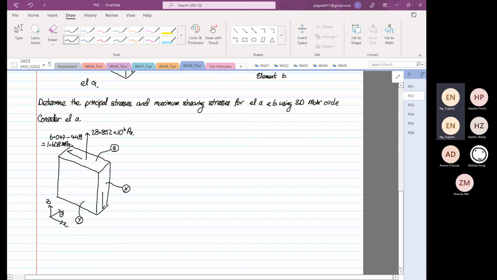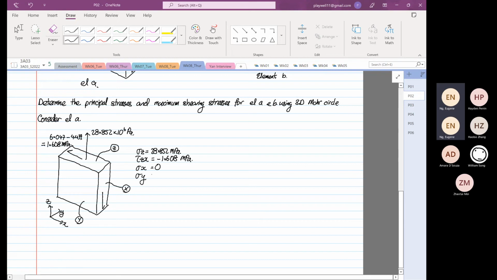Okay, so what we know is that stress Z is equal to 28.852 megapascal. Then we have shear ZX is equal to minus 1.608 megapascal. Later I'll tell you why. And then stress X is equal to 0.